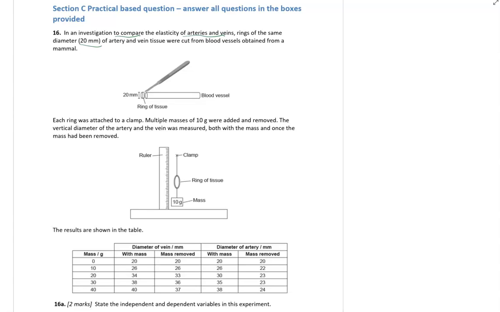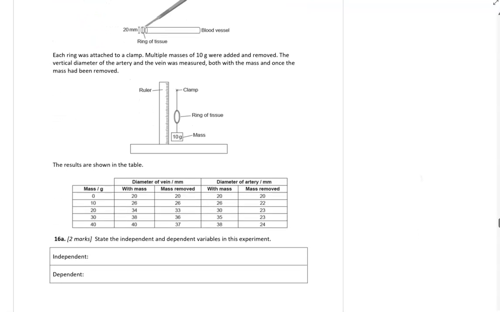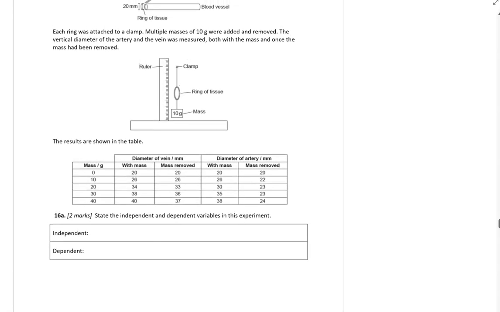Then they attach that ring to a clamp. Multiple masses of 10 grams were added and removed. The vertical diameter of the artery and the vein was measured, both with the mass and once the mass had been removed. So you can then see what's going on here. With no mass, obviously it was 20 millimeters and 20 millimeters across, but with 10 grams, with the vein, it stretched to 26 millimeters and then stayed at 26 millimeters, whereas with the artery, it stretched to 26 millimeters, but then sprang back to 22 millimeters. Okay, so you can sort of start to get a picture of what's going on.